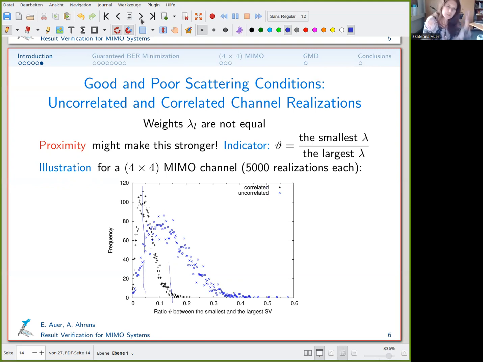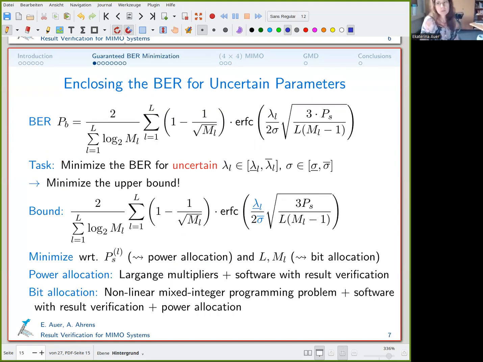So now we will take a look at guaranteed BER minimization. How can we do this in a guaranteed way? This information theoretical bound on the BER can be expressed using this formula, where we have the complementary error function, depending on the singular values, transmit power, the noise variance at the receiver, but also on the constellation size and the number of active layers. What we assume in this talk is that this coefficient is constant, that is, the channel has a constant throughput, for example 8 or something like that. We don't want to optimize with respect to the throughput of the channel.